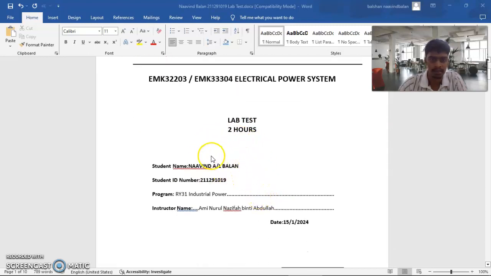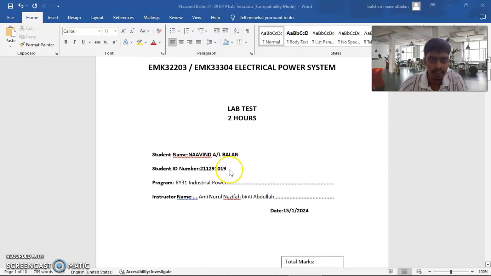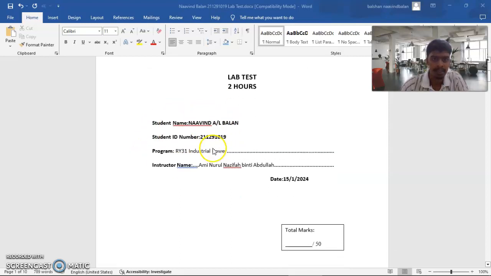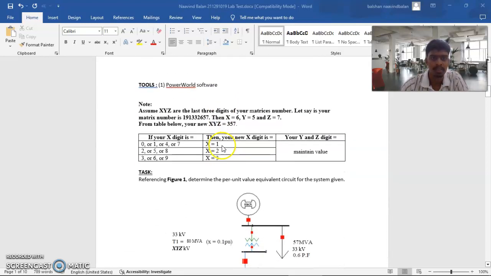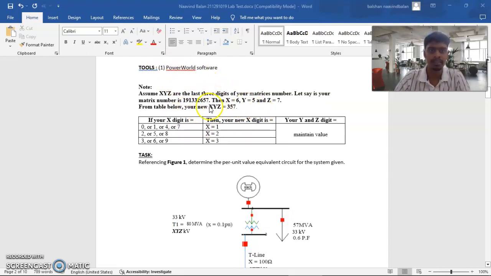Today I want to present about the lab test. I only did my part. Over here are my name and matric card number. The task is using the PowerWorld software. I already inserted from the question the XYZ values, which we need to consider based on our matric number.